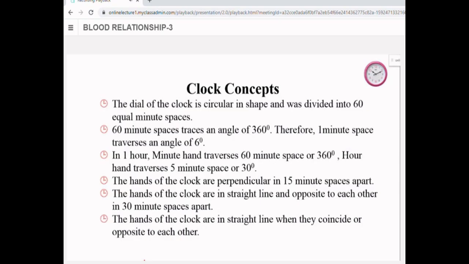Then the hands of the clock are in a straight line when they coincide or are opposite to each other. Coincide means one above the other. Sharp 12 o'clock, where will the minute hand be? Minute hand will be at 12. Even the hour hand will be at 12. Both will be at 12. So that is called coincide. At 6:30 they will not coincide, but just after 6:30, maybe 33 or somewhere around that, again they will coincide. Opposite to each other, 6 o'clock, the hands are opposite to each other.